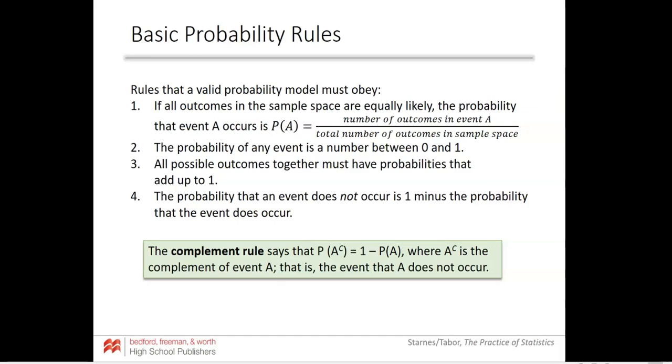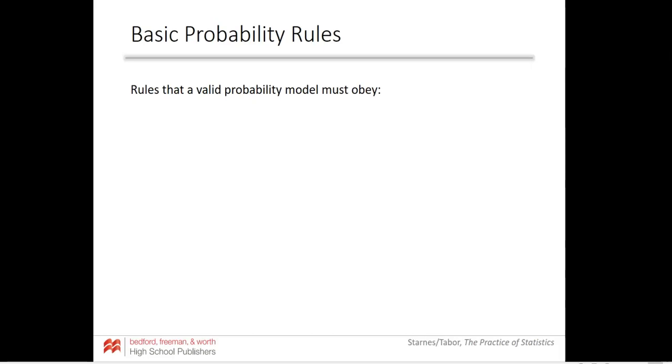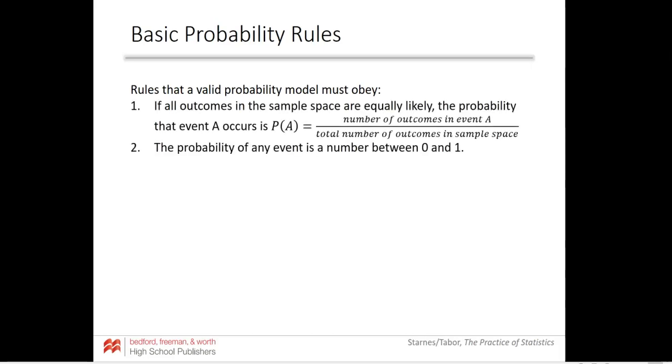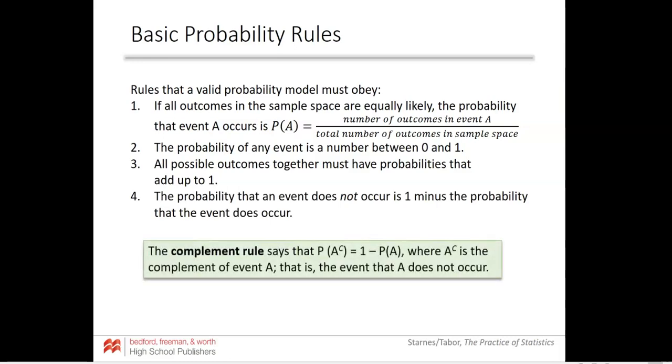When it asks whether this is a valid probability model, number 3 is probably the first one I look at. They love to change it so maybe the probabilities don't add up to 1, and then that's not a valid probability model. We'll talk about how to check that. The probability that the event does not occur is 1 minus the probability of the event occurring. That's called the complement of an event. A^C is the complement of the event, kind of like the opposite of the event, the event that A does not occur. Okay, so these are the same rules again. Nothing's really changed there.